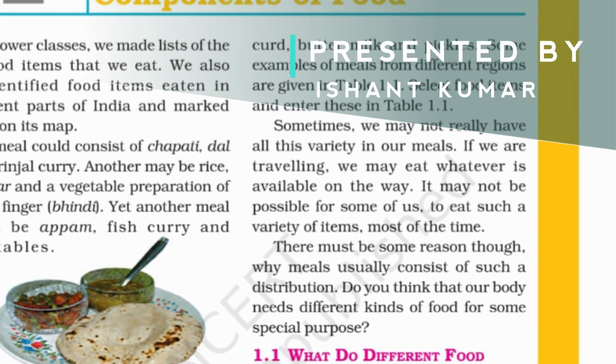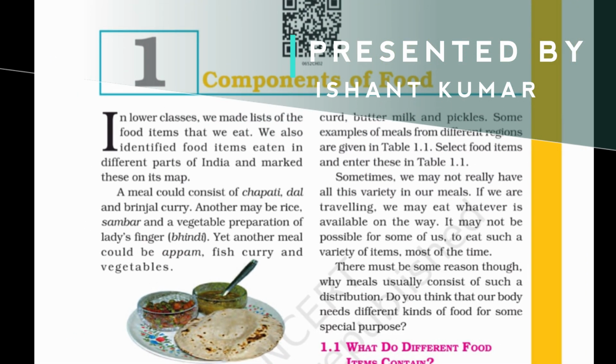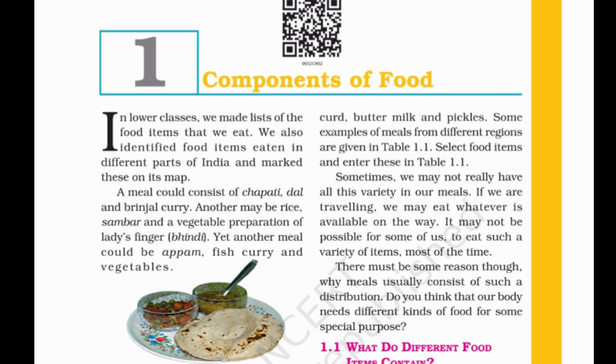Chapter number 1, Components of Food. In lower classes, we make lists of the food items that we eat. We also identified food items eaten in different parts of India and marked these on its map.